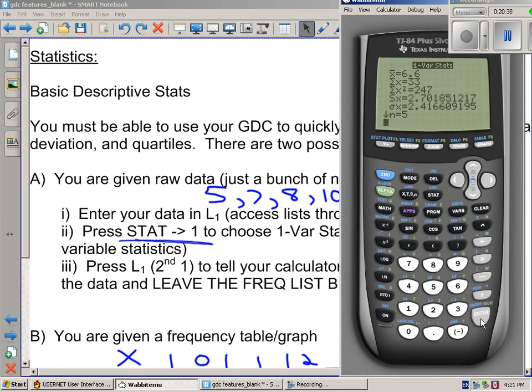So it tells us all this great stuff, that the mean is 6.6, that the standard deviation is 2.41, that there are 5 pieces of data, that the sum of all the data is 33, that the min is 3, we knew that, first quartile would be 4, the median 7, third quartile is 9, and the max is 10.